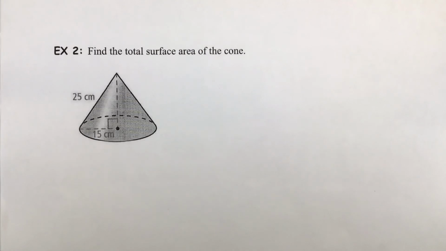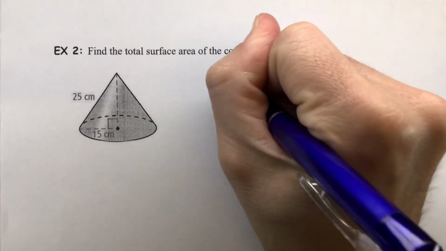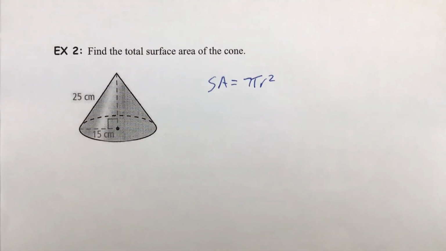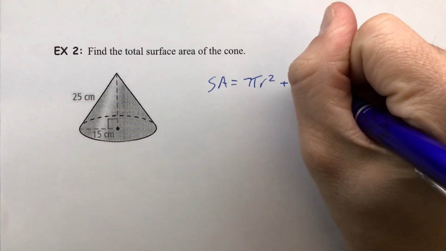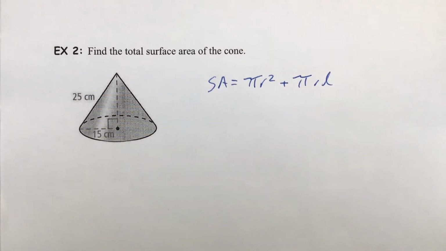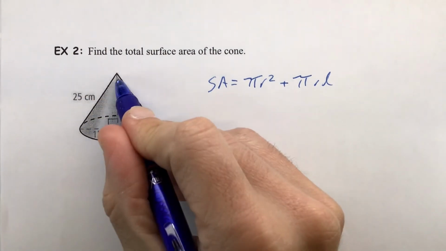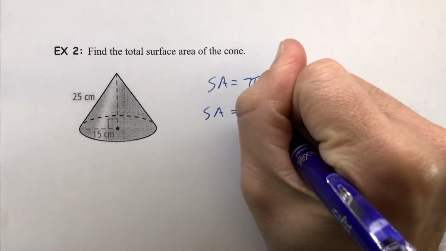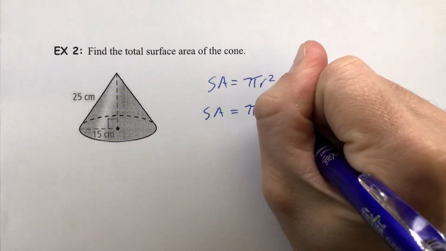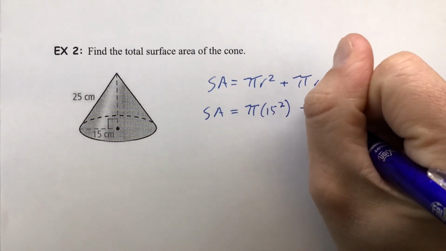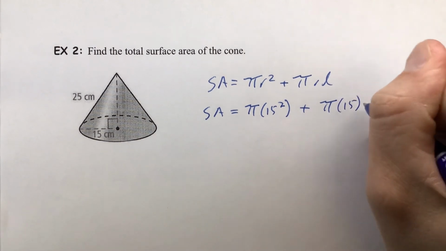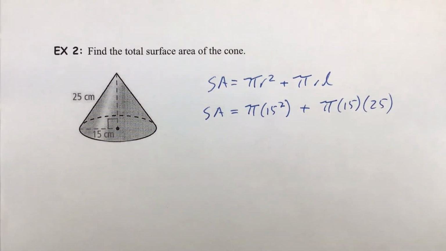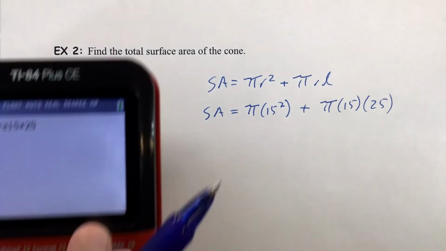For example 2, we're going to find the total surface area of this cone. The formula that we have to work with is this. You've got the base, pi r squared, plus the lateral surface area, pi r L. Okay, and all the numbers that we need are actually in the picture for us. This would be your radius, 15. That would be your slant height, 25. Okay, so the surface area is going to be equal to pi 15 squared plus pi times 15 times 25, which we can take straight to the calculator and evaluate.